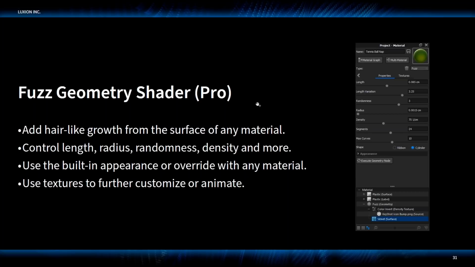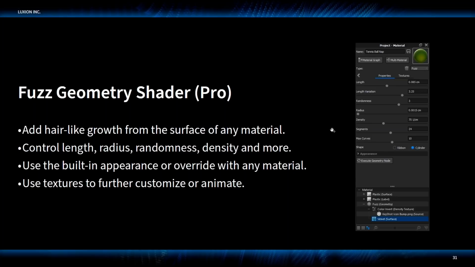So if you want to add softness to any material, you can do so with the Fuzz geometry shader. And this is not just limited to RealCloth. So you can add hair-like growth from the surface of any material. You can control the parameters shown here: length, radius, randomness, etc. And you can use the built-in appearance, or you can override the appearance with any material for the fuzz. And then you can use textures to further customize or animate.